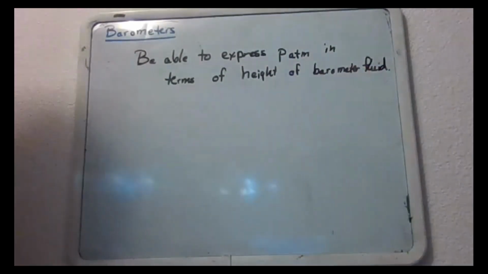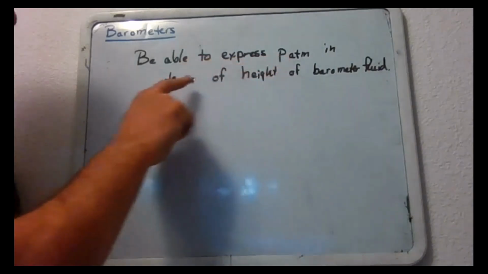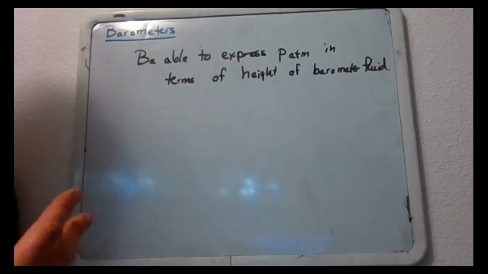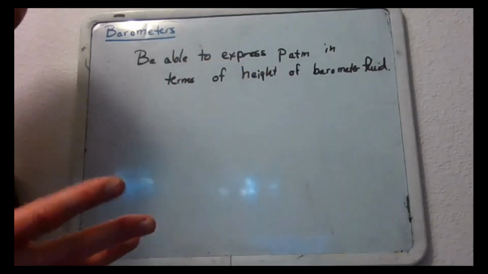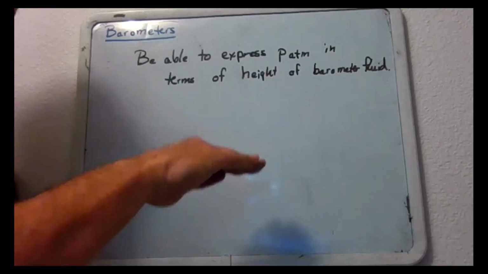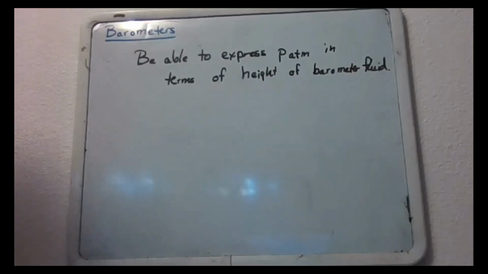Okay, so something that we're supposed to be able to do, as engineers working with pressure, is express the atmospheric pressure in terms of height of barometer fluid. So if we had the barometer exposed to the atmosphere, how high would that fluid rise in the barometer? That may seem very intimidating, but let's go through an example really quickly.